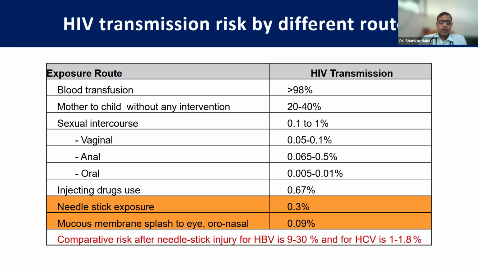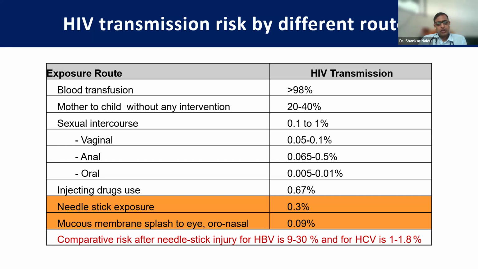So the next point we need to see is what is the risk of transmission through various routes. So with blood transfusion, mind you, this is blood transfusion which has not been screened, if unscreened blood has been transfused, then the risk of transmission is almost 100%, more than 98%. Then mother to child transmission without any intervention would be 20 to 40%. But we all know that with effective PPTCT interventions, this risk is much less.